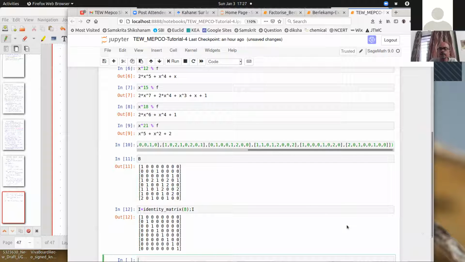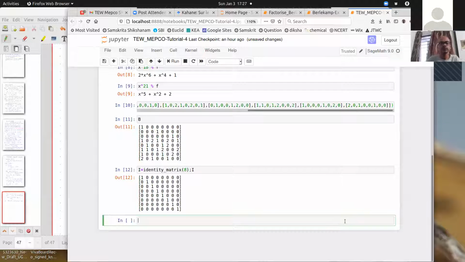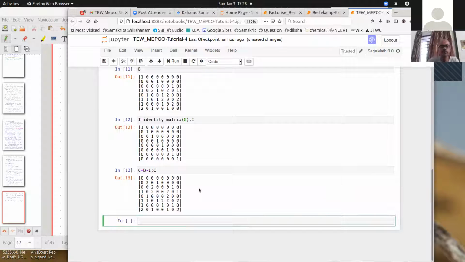The next step is to subtract that. So let's give it a name. Call it C, so C is B minus I. So we subtracted, and C is the matrix we get. Of course the first row has become all zero, because the first row of B and the first row of the identity matrix are exactly the same.